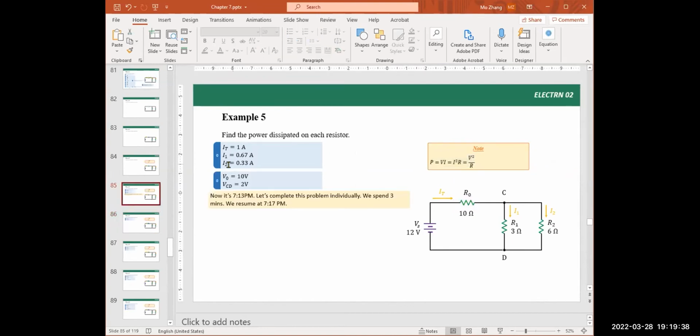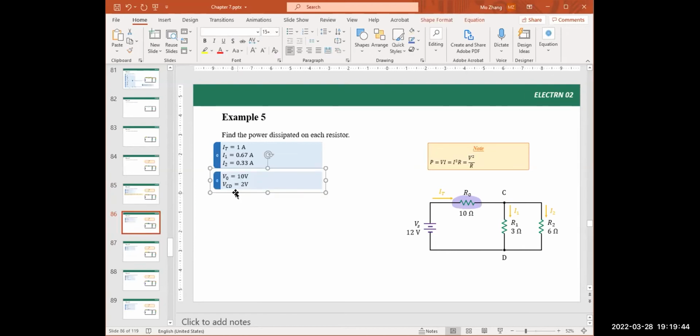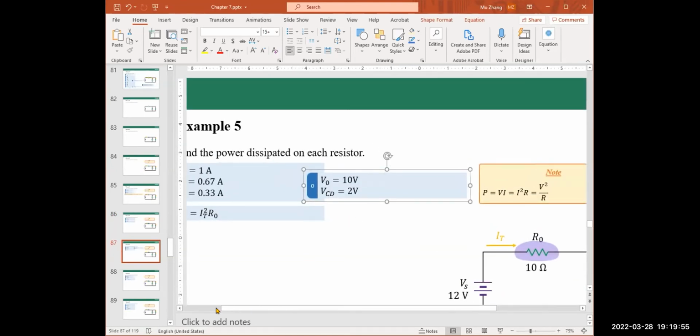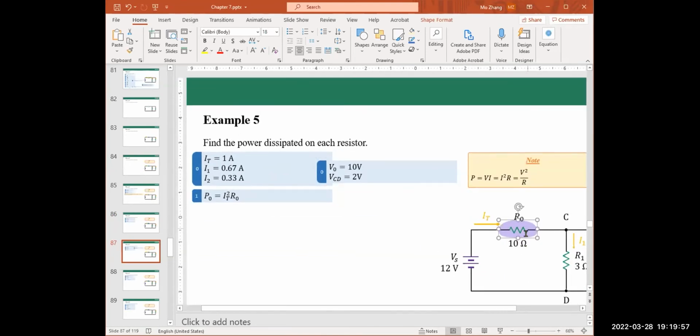And I add one more slide. That is here. Besides knowing the current, we also calculated those voltages, so let me put that voltage here. Okay, let's see. We can begin with this resistor, right? Finding the electric power dissipated on R0.